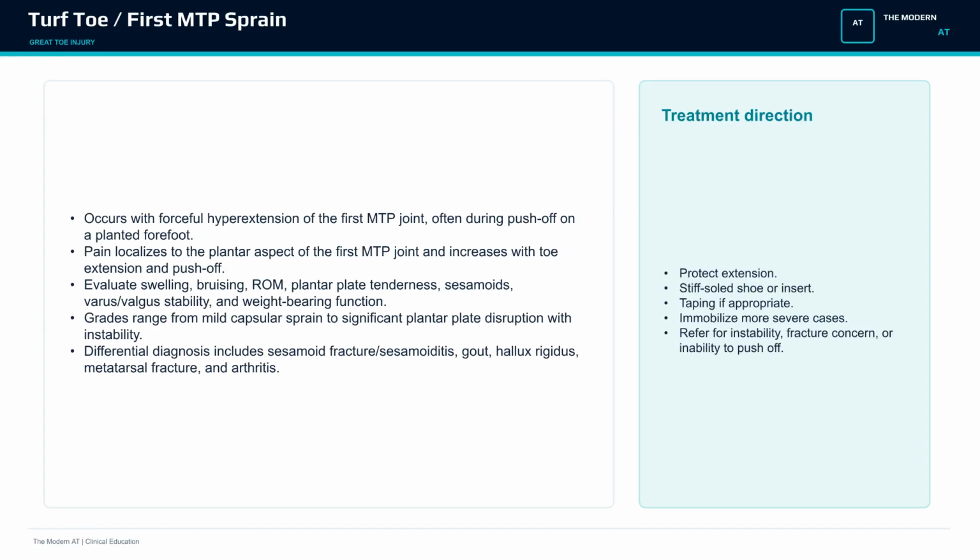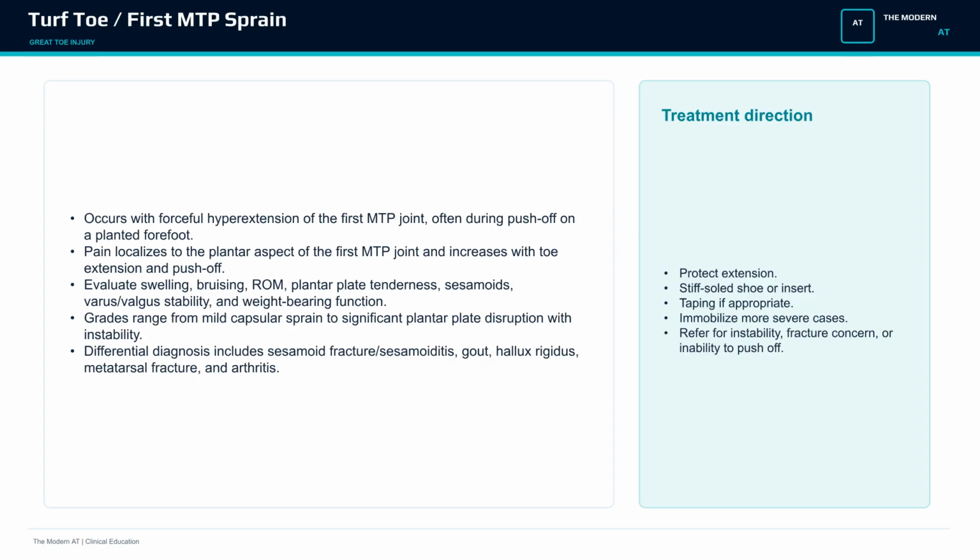Turf toe is a first MTP sprain, usually from forceful hyperextension during push-off on a planted forefoot. It is common in athletes on firm surfaces or in shoes that allow excessive forefoot motion. Pain is usually at the plantar aspect of the first MTP joint and worsens with toe extension and push-off. Examine swelling, bruising, range of motion, plantar plate tenderness, sesamoid tenderness, varus and valgus stability, weight-bearing, and push-off ability.